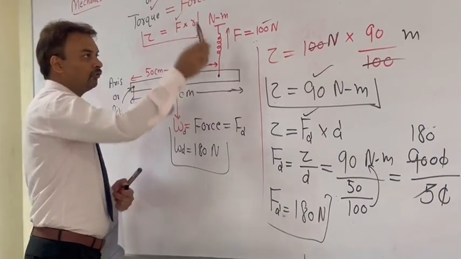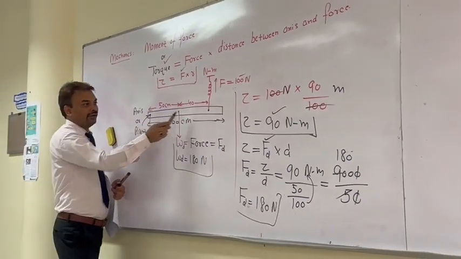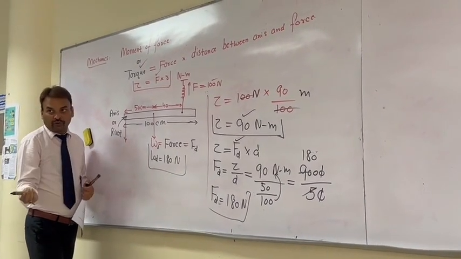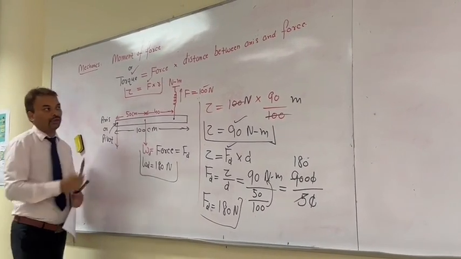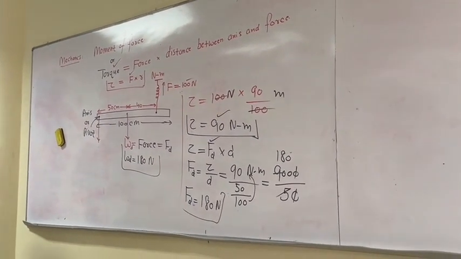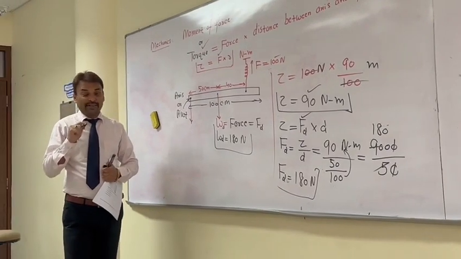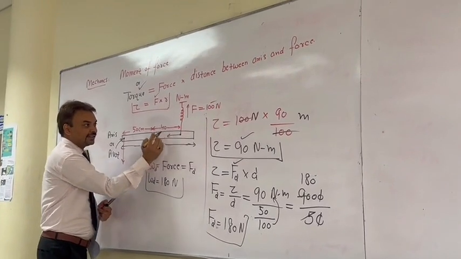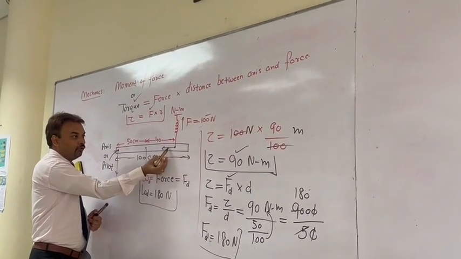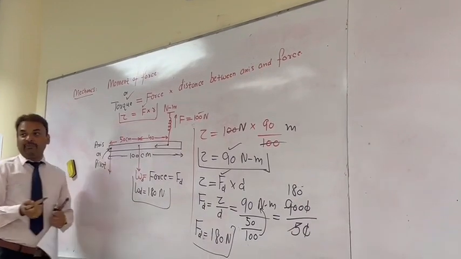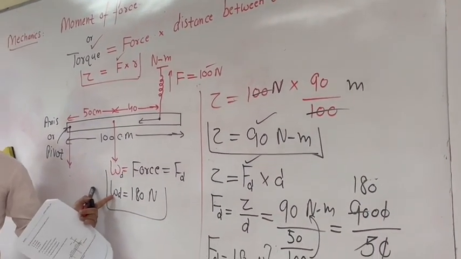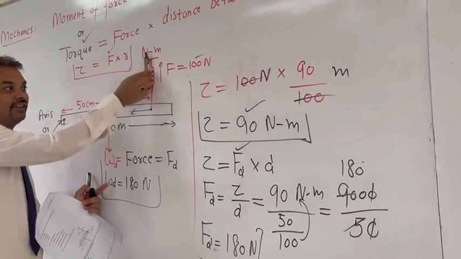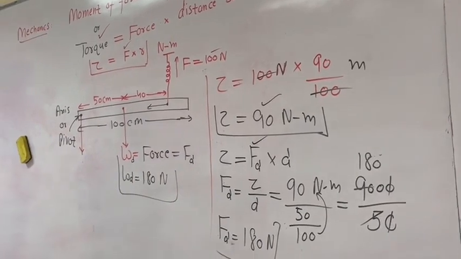When there is an upward force of 100 Newton at a distance of 90 centimeter, then in that situation there is a downward force. Weight is also a force. Then there is a downward force of 180 Newton. Now you see what is happening. If I reduce the distance, moving 40 centimeter back from 90, what happens? You see, the force increases. The downward force is increasing.